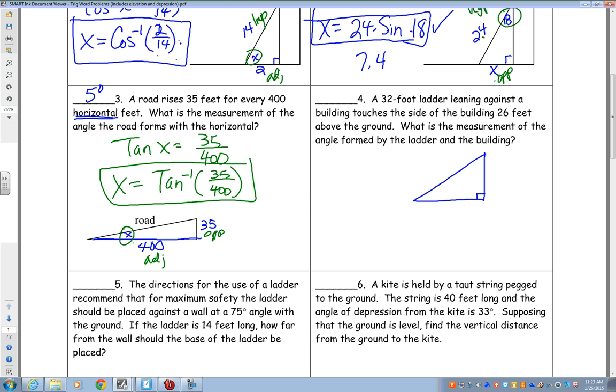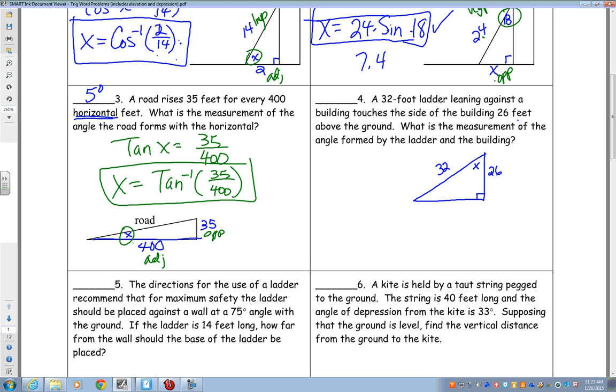Number 4, a 32-foot ladder leans against the building, touches the side of the building 26 feet above the ground. What is the measure of the angle formed by the ladder and the building? So think about where the numbers are going to go here. Hypotenuse is 32. We're finding, what's the building? Where's the building? The 26 feet. And we're finding the angle that the ladder makes with the building. So that's at the top.